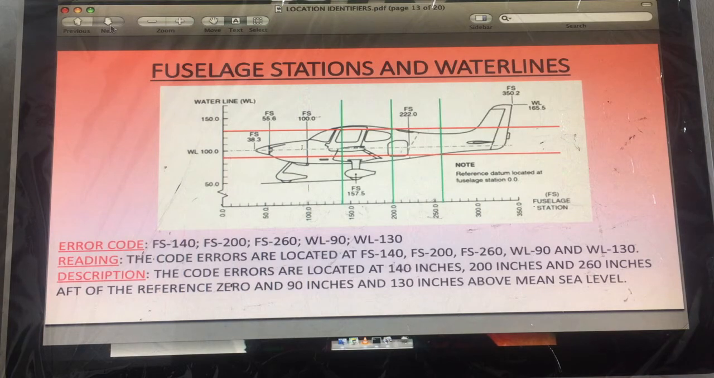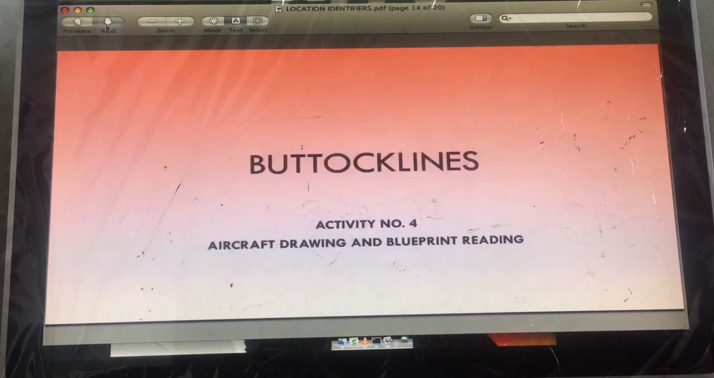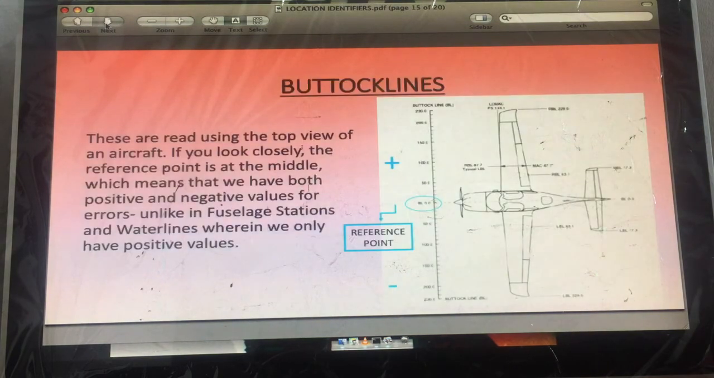So, activity number 3 is about fuselage stations and water lines. So, the last location identifier is what we call Buttock Lines. So, yung Buttock Lines, isang buong activity siya. Kasi mas complicated siya ng konti dun sa dalawa. So, Buttock Lines, for activity number 4, use a different type of view for the aircraft. So, we use the top view of an aircraft. So, these are read using the top view of an aircraft.